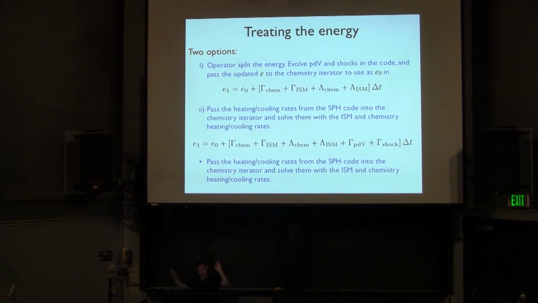One is that you operator split, and you do your PDV and shocks and everything in the hydro, and then you store that as a heating term. You think, okay, that's fine. Okay, I keep that to the end. And then you solve the chemistry separately, in which case you have that same equation as I just showed there.